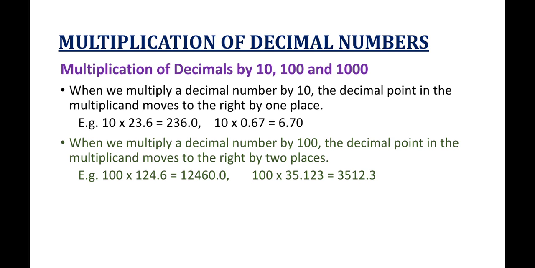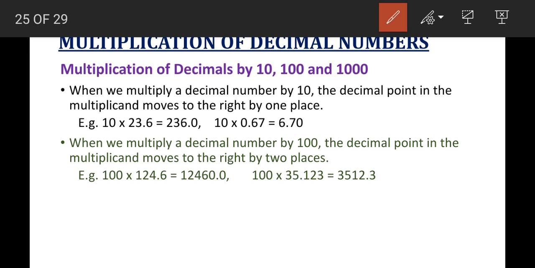Come to the second one. When you multiply a decimal number by 100, the decimal point in the multiplicand moves to the right side by 2 places. While we are multiplying by 10, it moves to the right side by 1 place. When you multiply it by 100, it moves by 2 places. 100 multiplied by 124.6. So here is the point. We have to take this towards the right side 2 places. So it becomes 12460. That is 12,460. Okay.